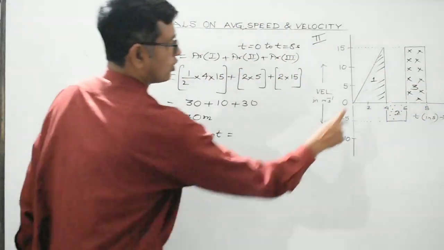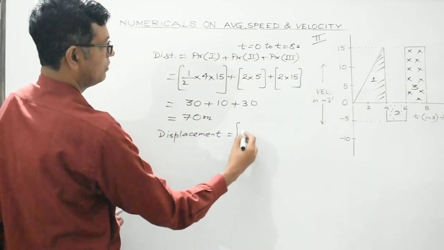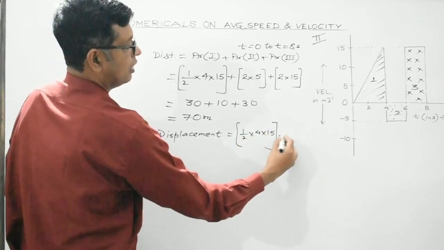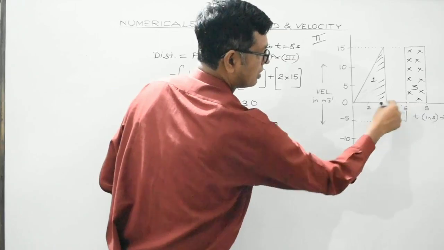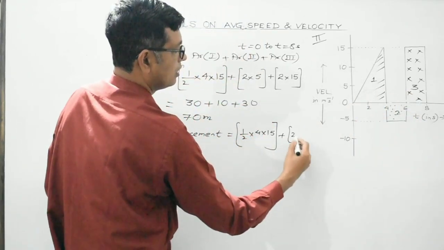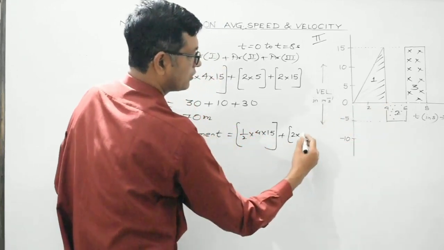So in this case, what we'll do is area of first, it will be same. Half into 4 into 15, no botheration. Area of second, now it's in the form of a rectangle or square, length into breadth. So it is 2 units. And over here, it's minus 5.